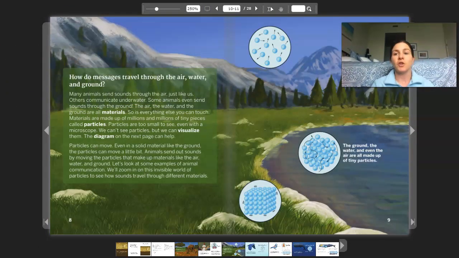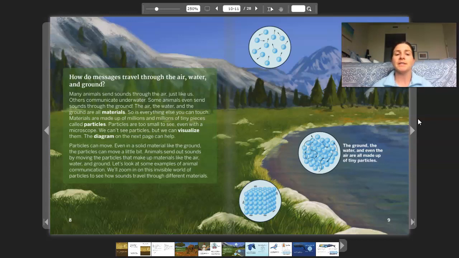How do messages travel through the air, water, and ground? Many animals send sounds through the air, just like us. Others communicate underwater. Some animals even send sounds through the ground. The air, the water, and the ground are all materials. So is everything else you can touch. Materials are made of millions and millions of tiny pieces called particles.